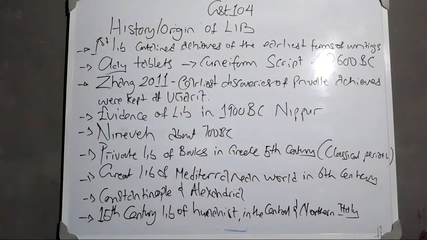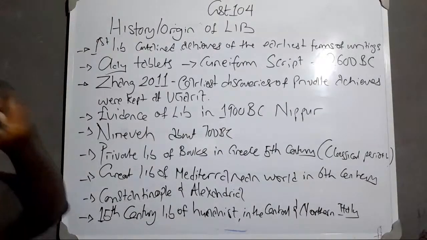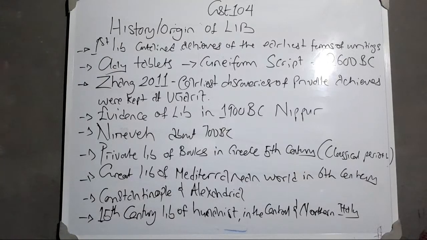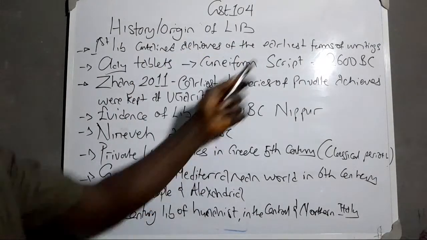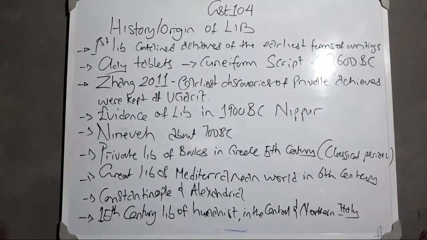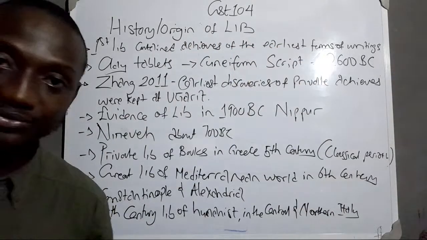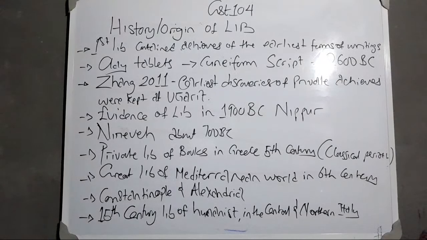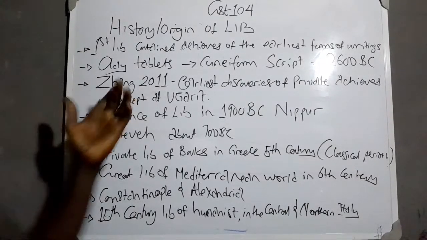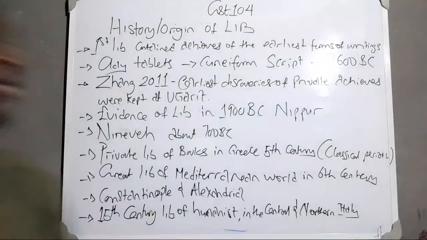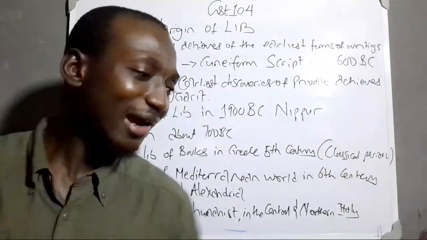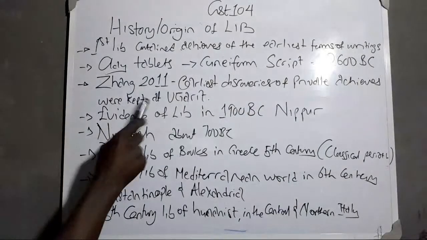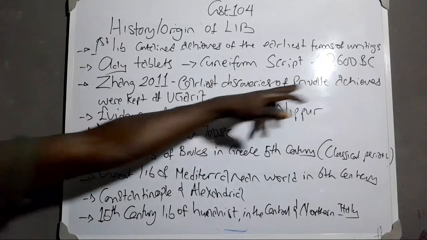Okay, so as you can see, it's a progression we are following. We started from the very first libraries, which contained archives of the earliest forms of writings. We established that these writings were in clay and cuneiform script, about 2,000 years before Christ. And we have Zhang in 2011 who said the earliest discoveries of private archives. When we say archive, what are we referring to? It's like a storage. Private archives were kept at Ugarit.